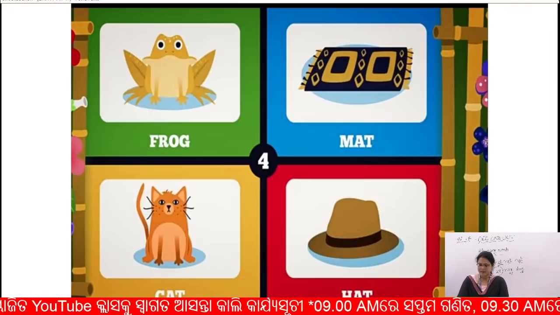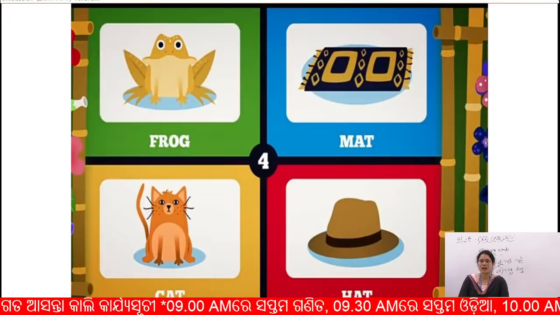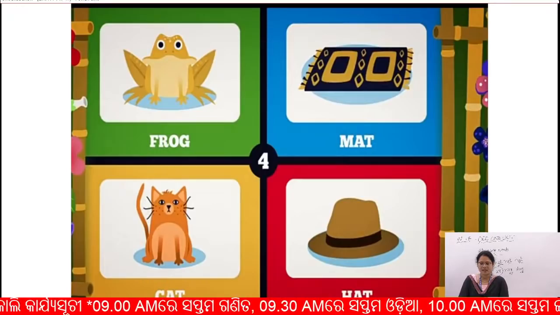Frog, mat, cat, hat. Mat, hat, cat are same. Frog is different, so frog word is odd one out.